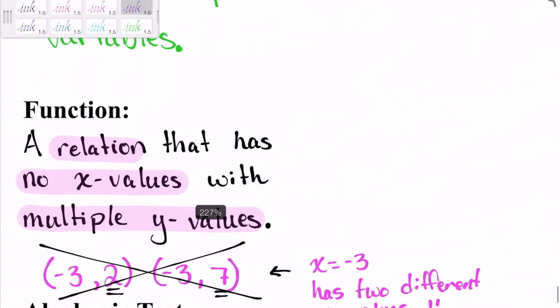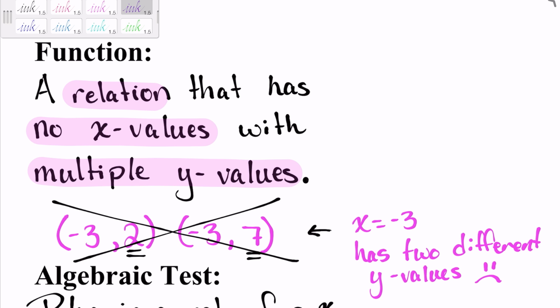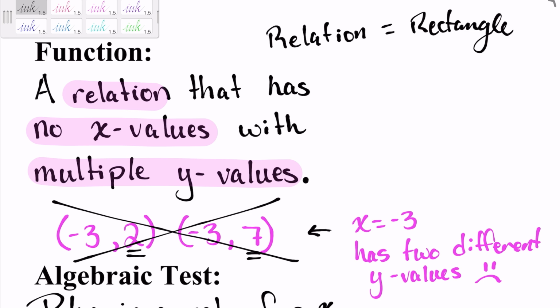And at any point, you know how videos work, you can pause and rewind and slow down and all that stuff if I'm going too fast. A function is a relation that has no x values with multiple y values. So basically, you can't have an x value that repeats with two different y's. Think of a relation as a rectangle. If a relation is a rectangle, then a function is a square. This means that a function is always a relation, but a relation isn't necessarily a function.